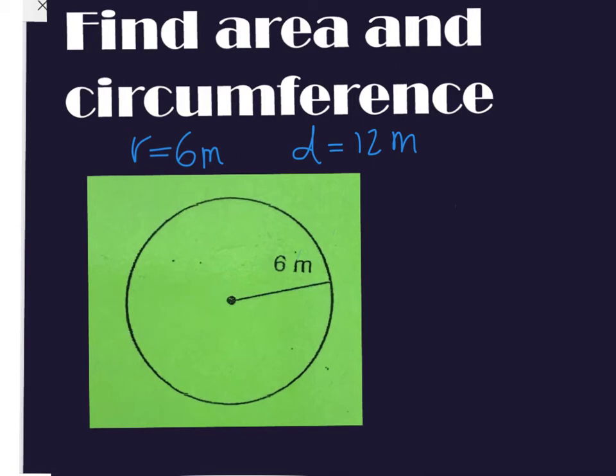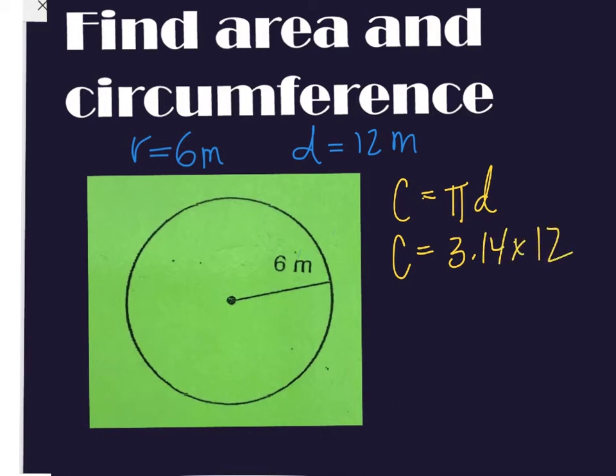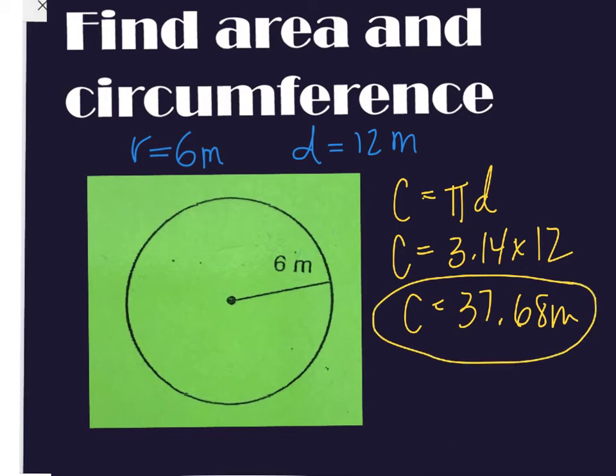So let's start with circumference. So remember we said for circumference, the formula is going to be pi times diameter. So I'm going to do 3.14 times my diameter, which we just said was 12. So go ahead and type that into your calculator. And 3.14 times 12, our circumference here is going to be 37.68, and our units here would be meters. So that would be our circumference around the circle.